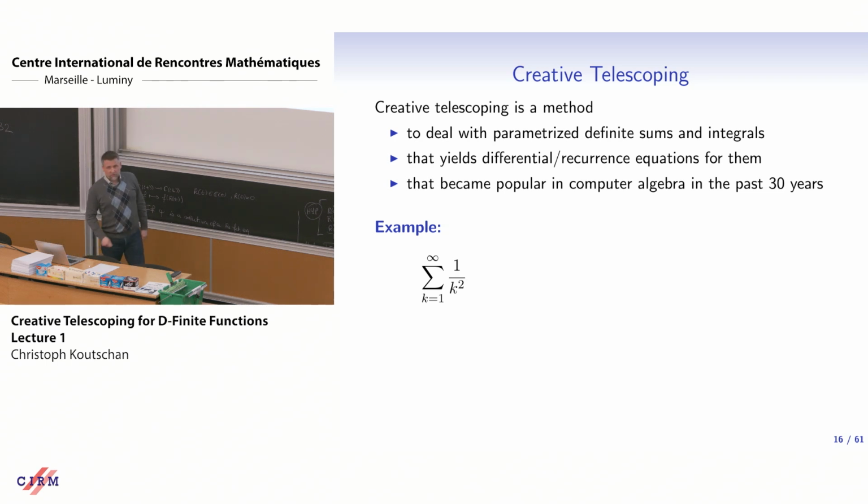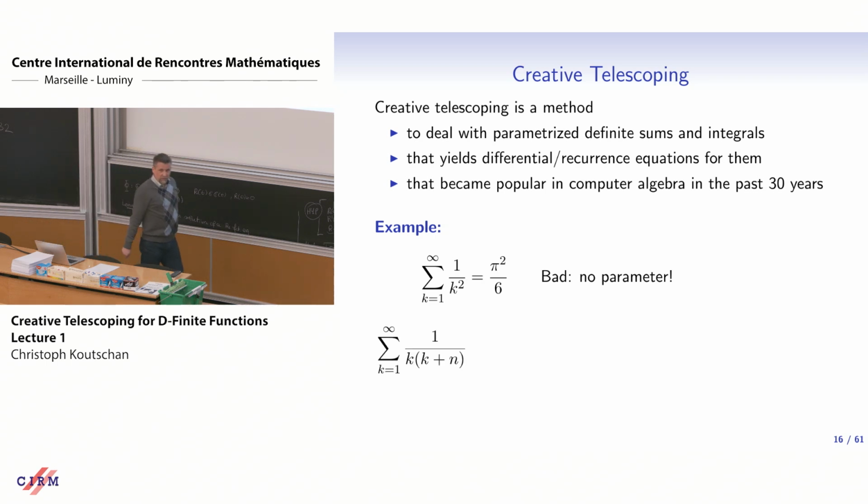So here's an example of a sum. Everybody knows this sum. Everybody knows what the result is. So can we prove this by creative telescoping? Well, if you read carefully what I wrote, no, because we can only do parametrized sums. This sum does not have any parameter. It evaluates to a constant. So with creative telescoping, you can do nothing about this sum. Sorry.